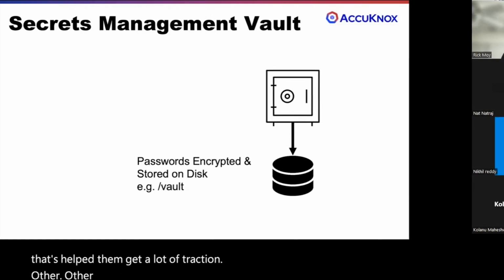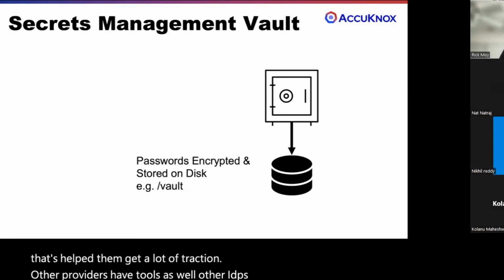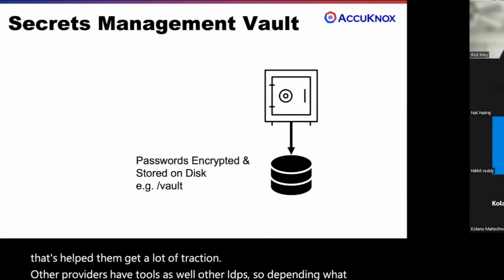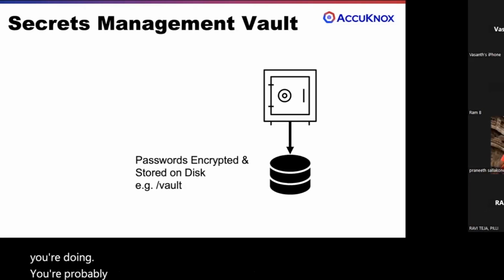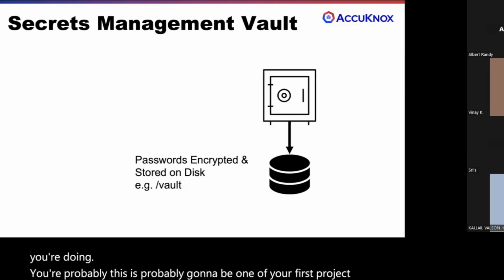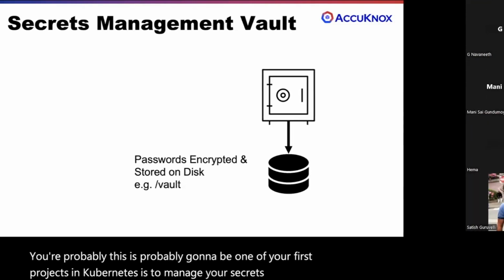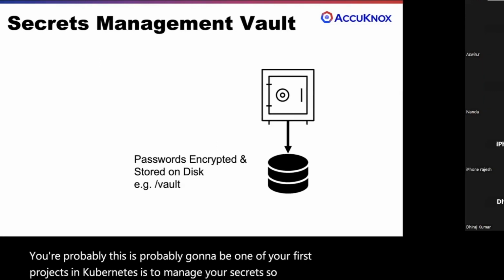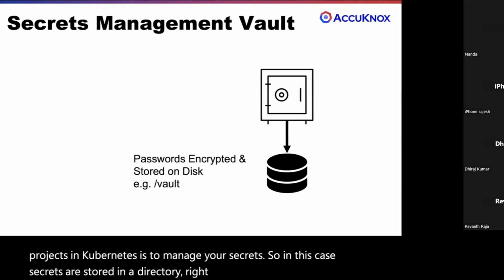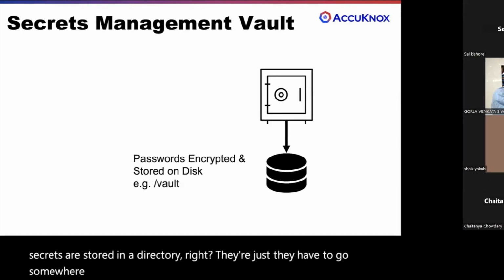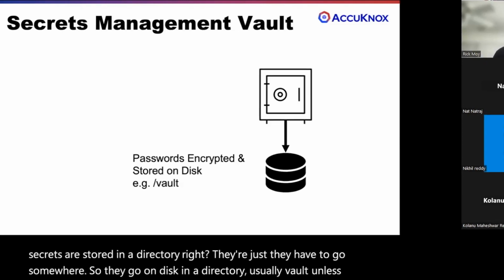Other providers have tools as well, other IDPs. So depending what you're doing, this is probably going to be one of your first projects in Kubernetes: to manage your secrets. In this case, secrets are stored in a directory, right? They have to go somewhere. So they go on disk in a directory, usually /vault, unless you rename it.